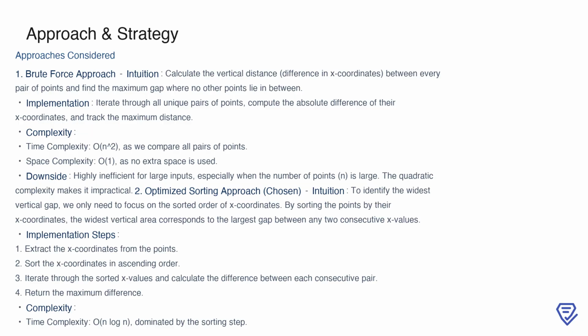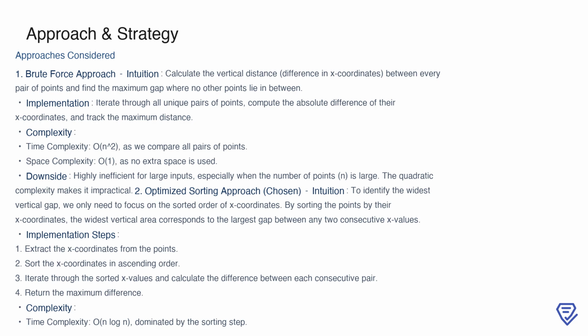However, this approach has a significant downside. Its time complexity is n squared, as we need to compare every pair of points, and its space complexity is O(1), since no extra data structures are used. While conceptually straightforward, the quadratic time complexity makes it highly inefficient for larger inputs, where the number of points, n, is large. So, we needed a more efficient solution.